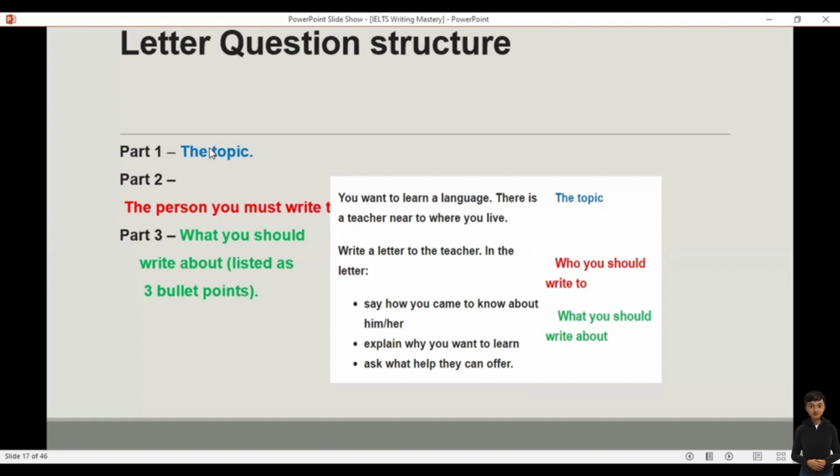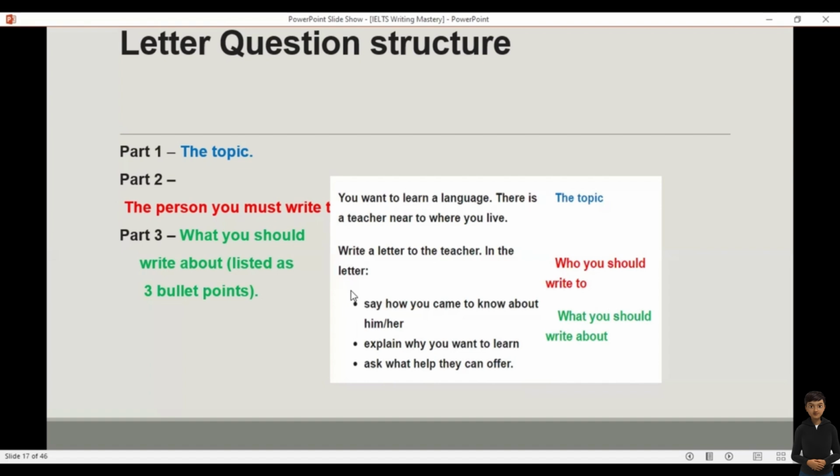Part one is the topic. Here the topic is: you want to learn a language, there is a teacher near to where you live. Part two is the person you must write to: write a letter to your teacher. So this is part two, who you should write to. Part three is what you should write about, listed as three bullet points. Say how you came to know about him or her, explain why you want to learn, and ask what help they can offer. So this is our letter question structure.